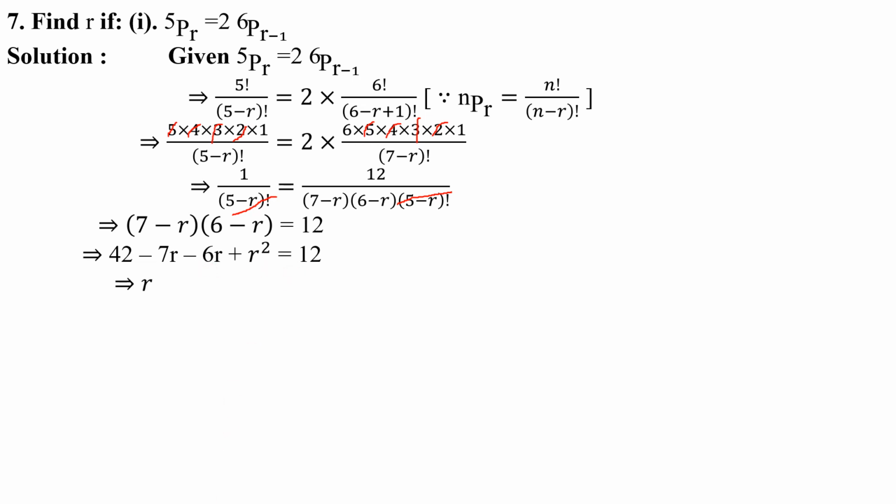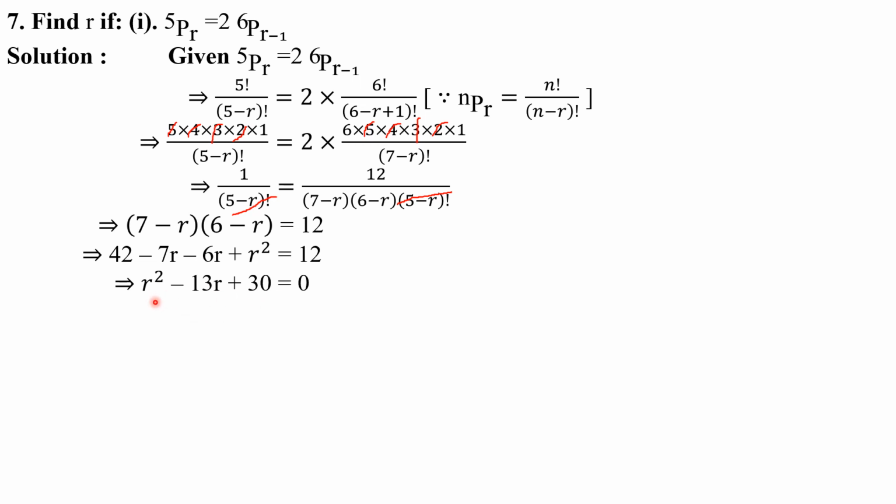Right. This implies r square minus 13r plus 30 is equal to 0. By simplifying the terms and writing the terms in a particular order, we get this equation. R square is there. By simplifying minus 7r minus 6r, we get minus 13r. If you transpose 12 to LHS, 42 minus 12, we get plus 30. Understood this step, my children?